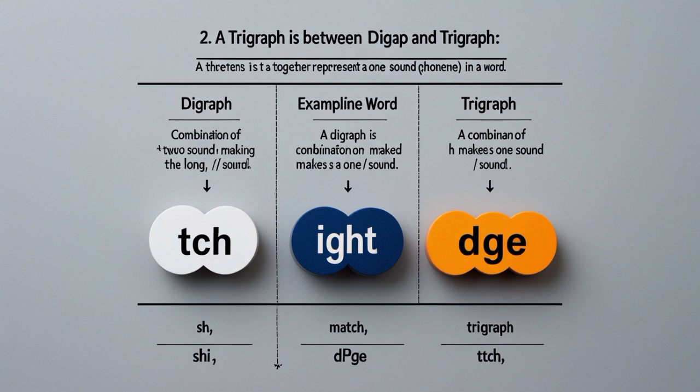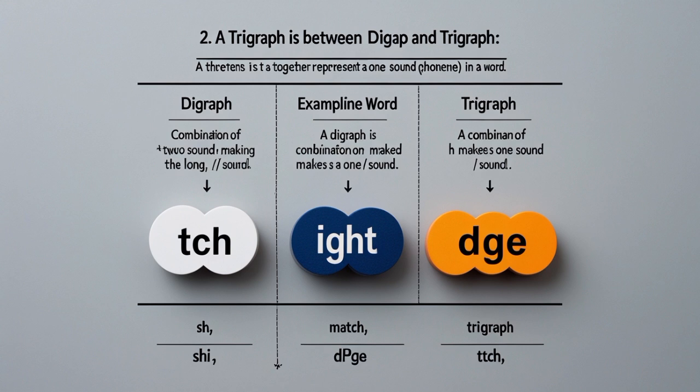2. How is a trigraph different from a digraph? Before learning trigraphs deeply, we need to understand how they differ from digraphs. A digraph has two letters that make one sound. Example, sh in ship, ch in chair, th in thank. A trigraph has three letters that make one sound. Example, tch in watch, igh in night, dge in bridge.